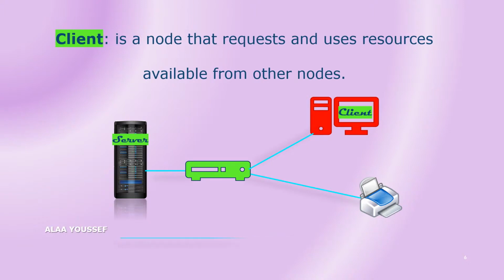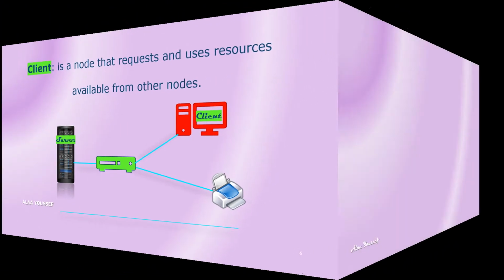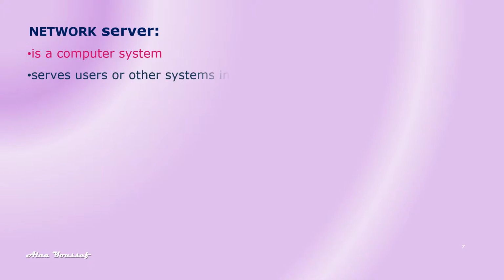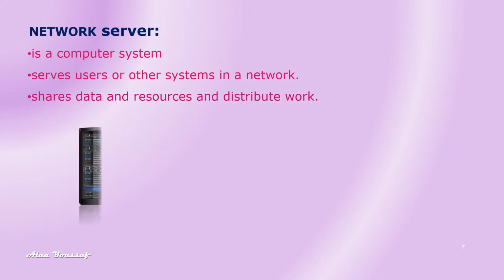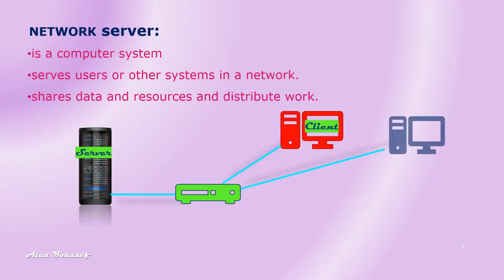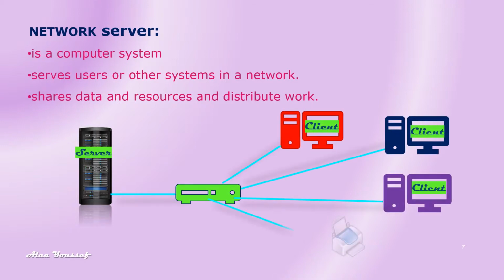From this scenario, we'll see that networks are controlled by the use of servers. A network server is a computer system which is used to serve users or other systems in a network. So the purpose of a server is to share data as well as to share resources and distribute work. There are several scenarios in which a server is used.